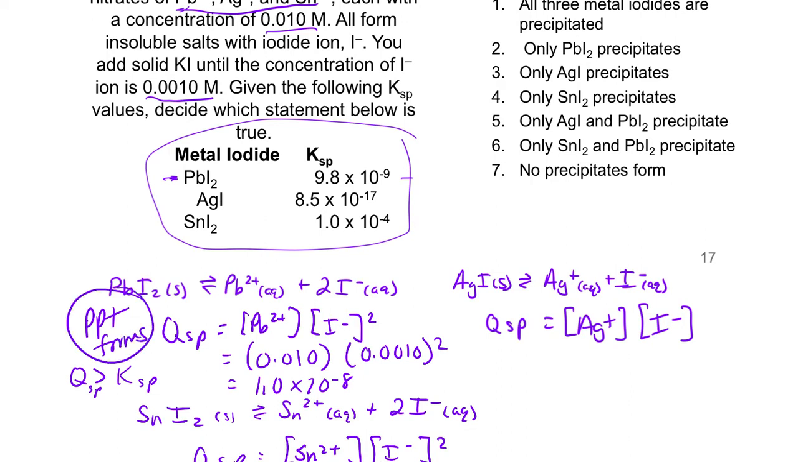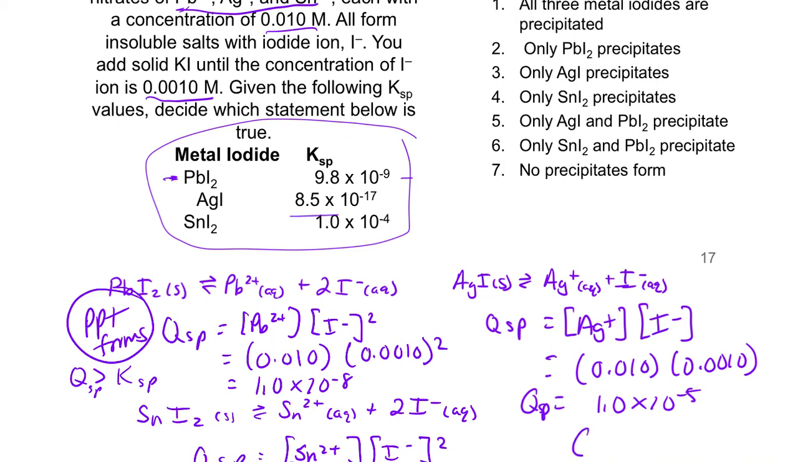Okay. For the silver, we're going to have 0.010 for the silver concentration, 0.0010 for the iodide concentration, and we'll end up with 1 times 10 to the minus 5 for Q. Compare Q to K. K is 8.5 times 10 to the minus 17. So Q is certainly greater than K. And again, a precipitate forms.